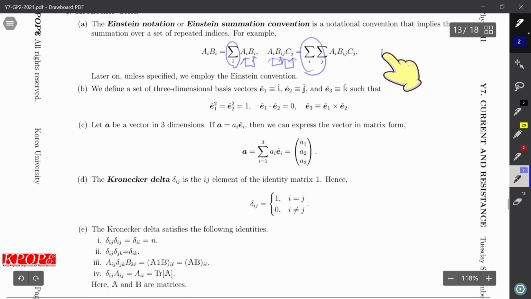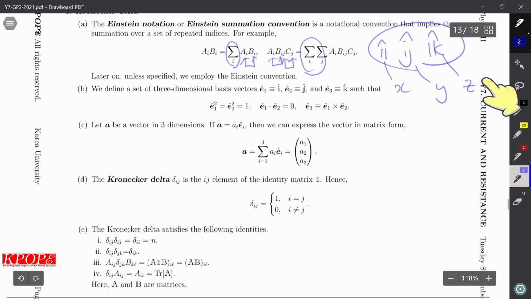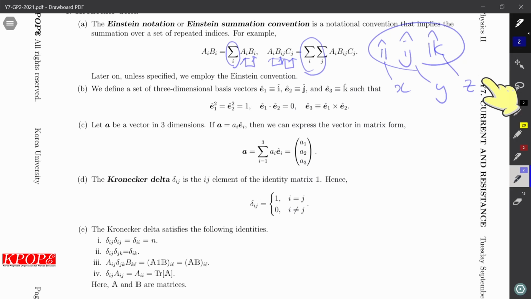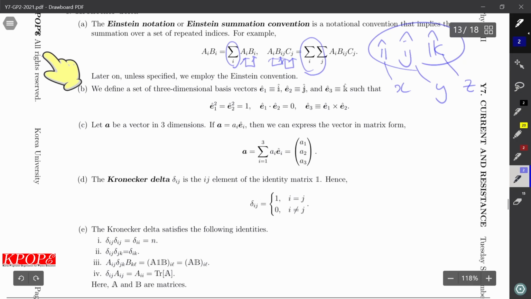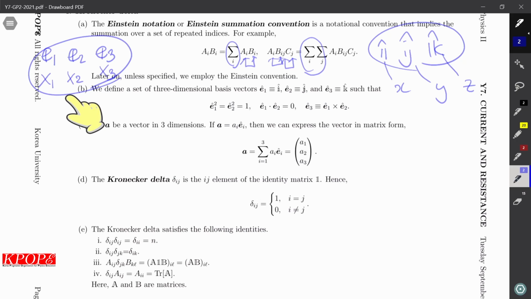We have studied i hat, j hat, and k hat. They are the unit vectors along the x-axis, y-axis, and z-axis. And sometimes it is convenient to express i as e1, j as e2, and k as e3, and x as x1, y as x2, z as x3. Then the computation becomes greatly simplified.